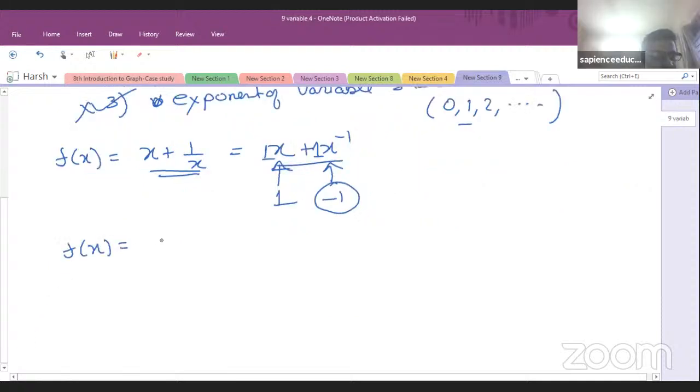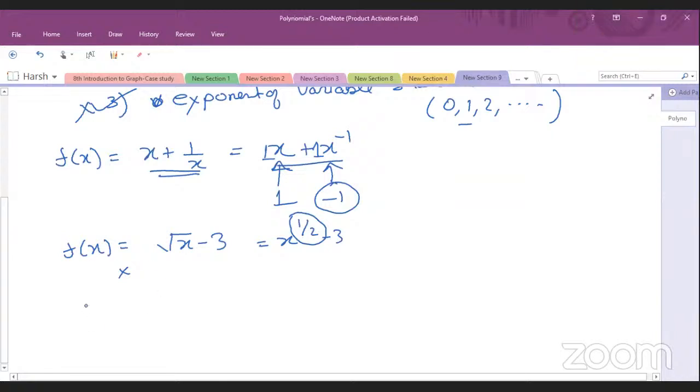Now I will take one more example. f(x) is equal to, let's suppose, under root x minus 3. Again it is made of variable and constant. The coefficient is a real number, here it is 1. Now this is under root, that means x to the power 1 by 2 minus 3. So the variable power is not a whole number. So this is not a polynomial. Correct?